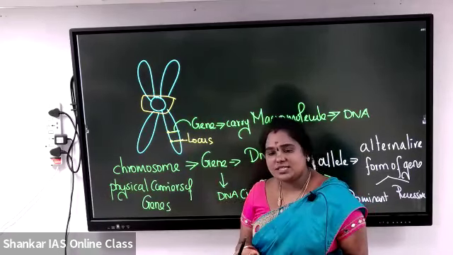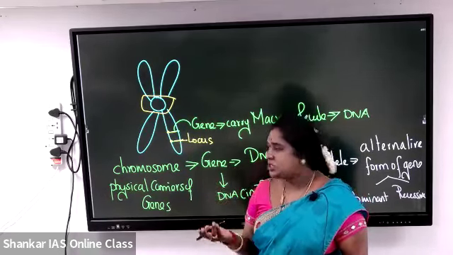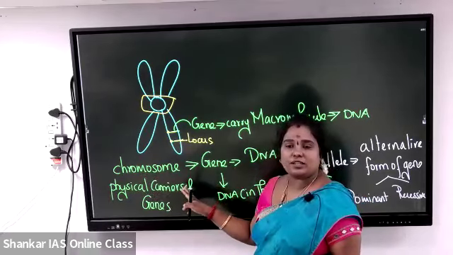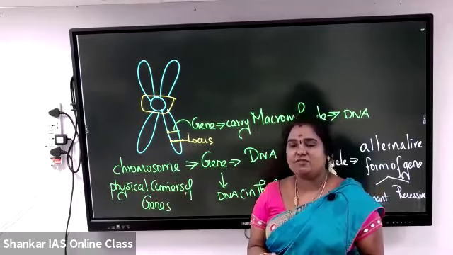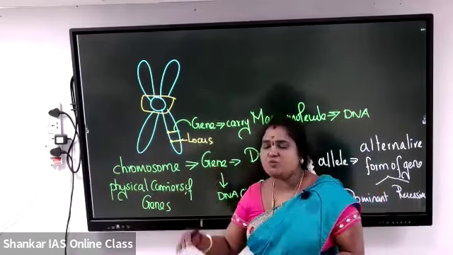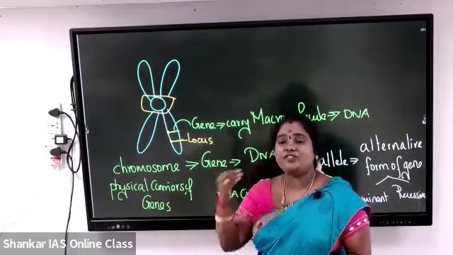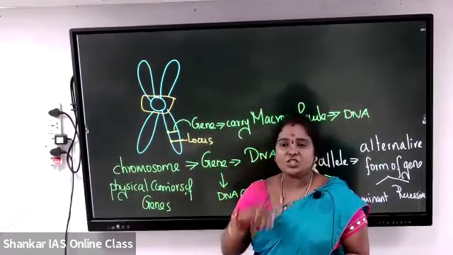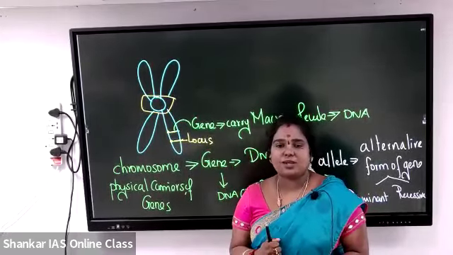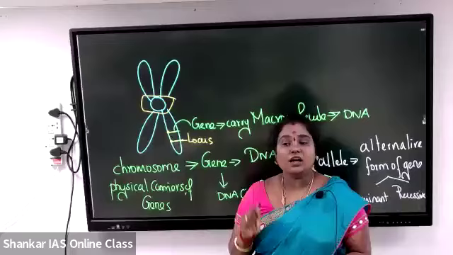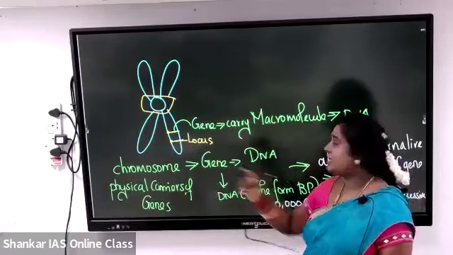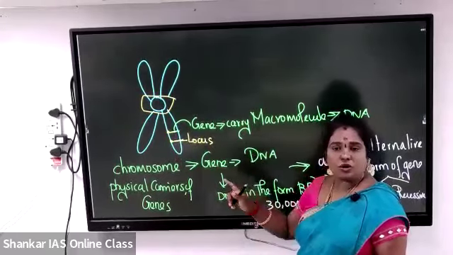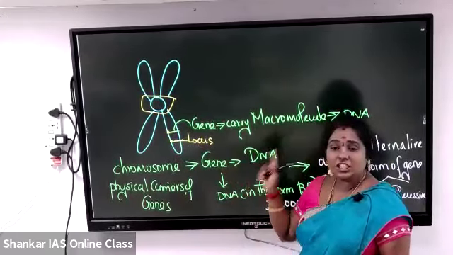So what do you understand from this picture? We understood that the chromosomes are the physical carriers of the genes. Where are the genes present? The genes are present on the locus of the chromosome. Which structures represent the locus? The yellow color points are called locus. The green color bands are called genes.